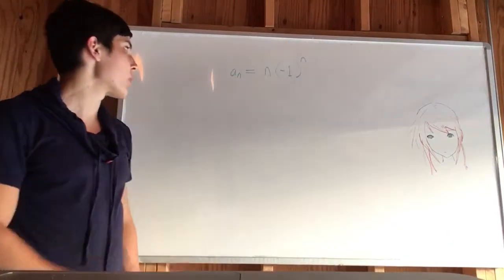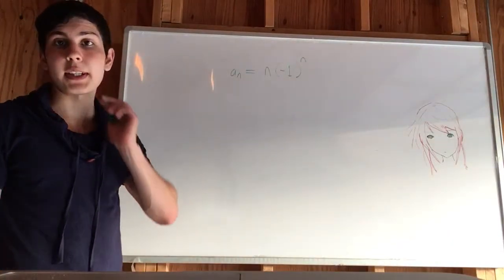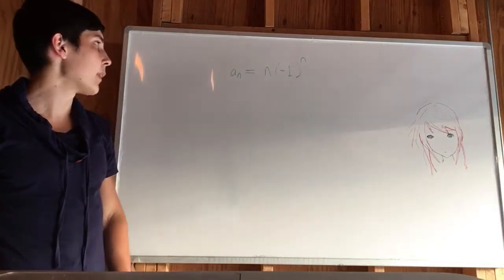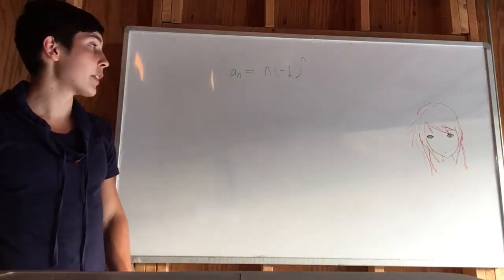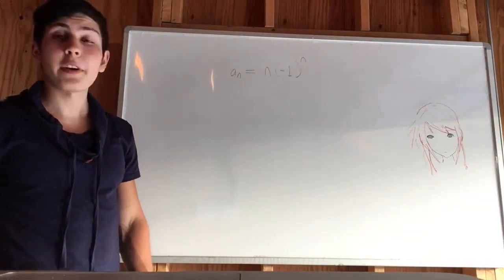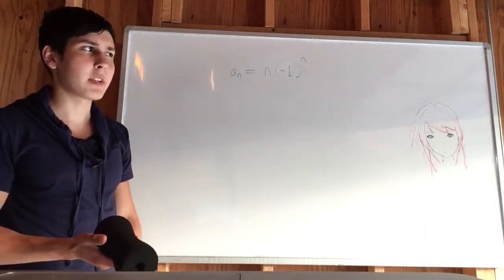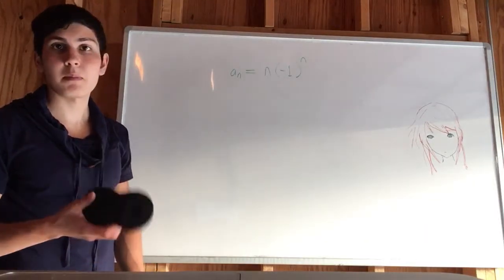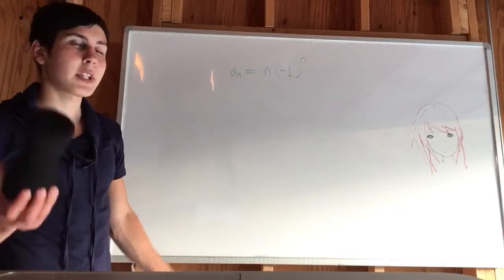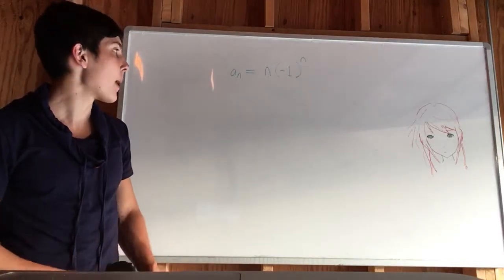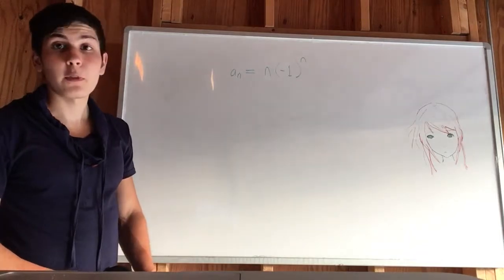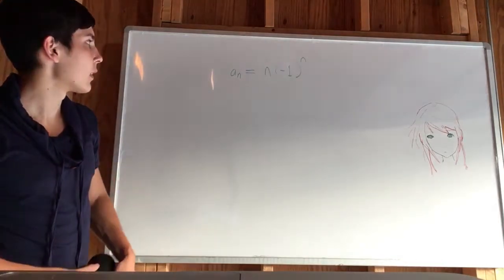Okay, we have this sequence here, n times (-1)^n. And we want to find out if this is increasing or decreasing, or if it's monotonic at all, which it may not be. If it's not monotonic, it means that it fluctuates. Sometimes it increases, sometimes it decreases. And we also want to find out if it's bounded or not.